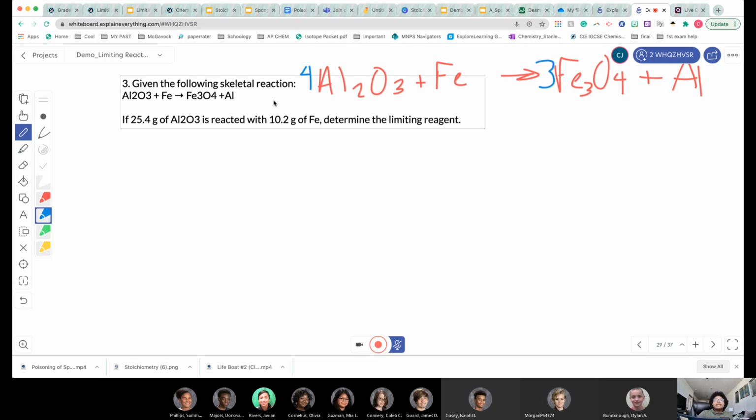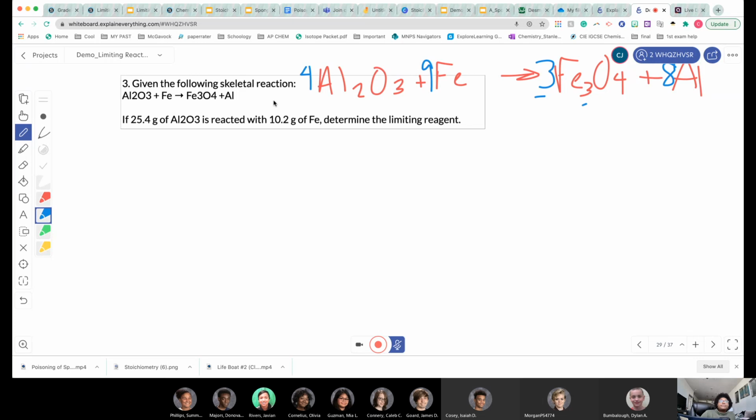So now left side, I have 4 times 2 aluminums, which gives me 8 aluminums, which means I'm going to put a cute little 8 right here. Now on the left side, I have 1 iron, but I need 9 irons because I have 3 times 3 irons. So that's going to give me a beautiful 9 right there. Now we are balanced. Everybody okay with that? Y'all still on the boat? Good. Okay, cool. Awesome. Keep going.